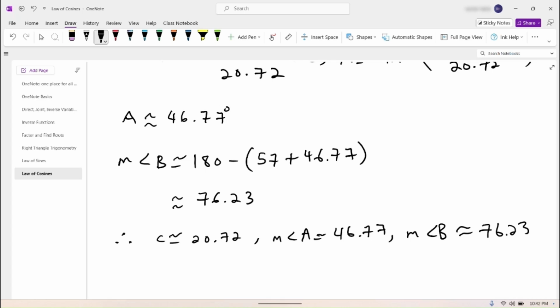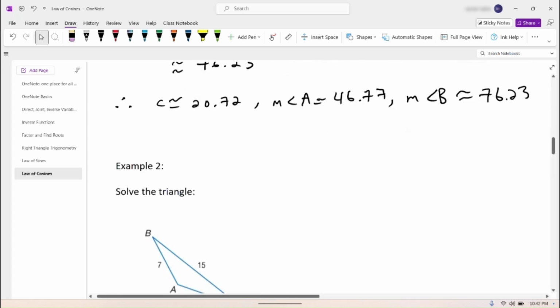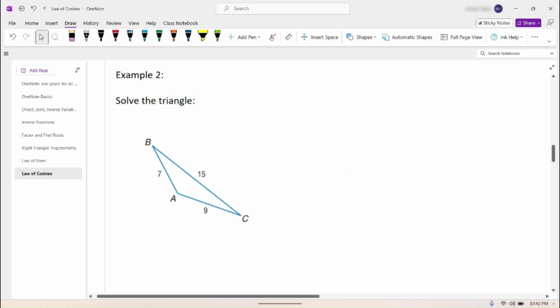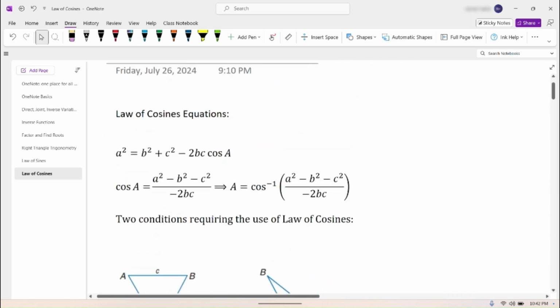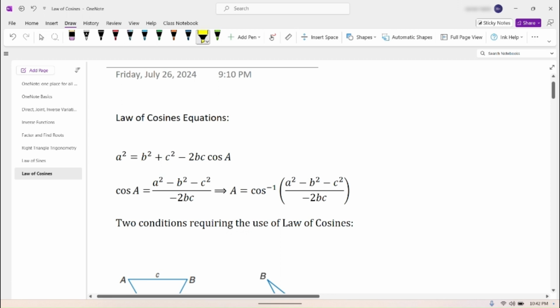Look at a second problem. All right, so example 2, we have a triangle that we only know the sides and we need to solve the angles. So the good candidate formula for solving this problem would be the second equation. So the second equation is what we're going to be using here. Let me go ahead and copy and paste that and go from there.